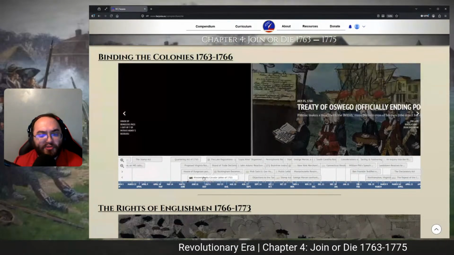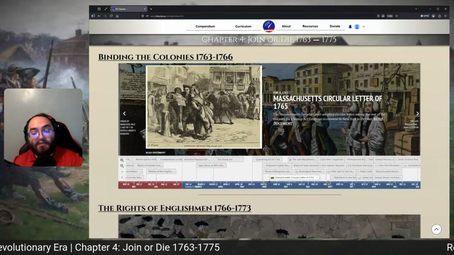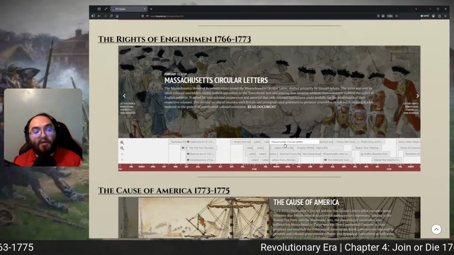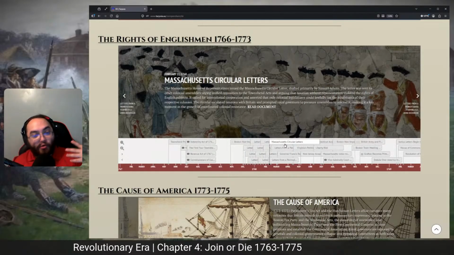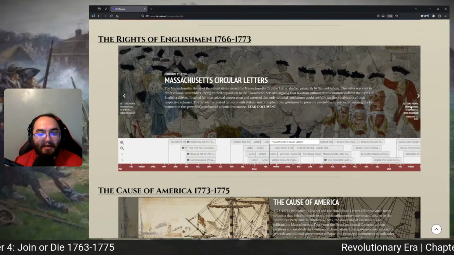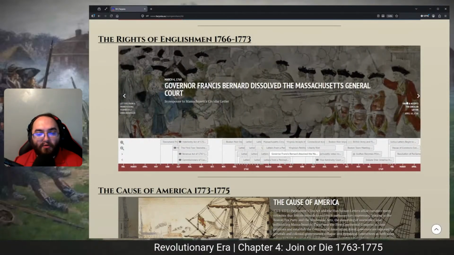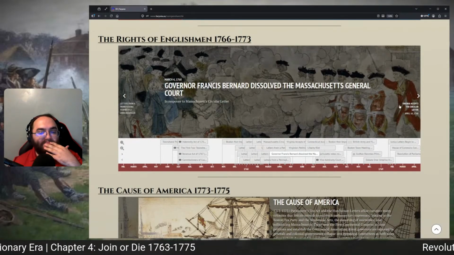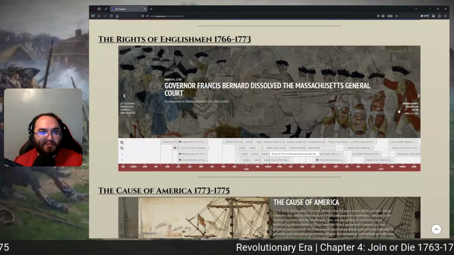Yeah, the Massachusetts Circular Letter of 1765 called for the Stamp Act Congress, and now you have a very similar event where the same colony, Massachusetts, is calling for a renewed Congress, this time to protest the Townshend Acts. And so Governor Francis Bernard, governor of Massachusetts, was the governor while Thomas Hutchinson was there.